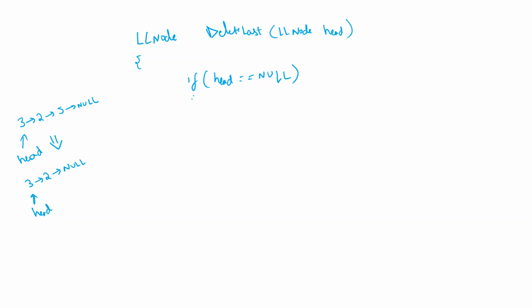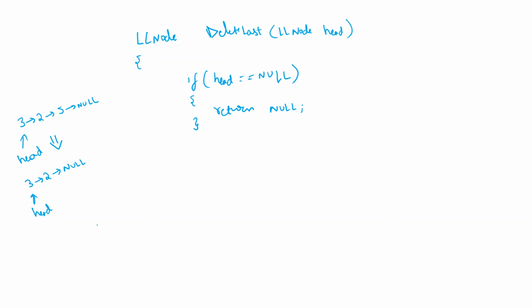If head is equal to null, that means there is no linked list. Your linked list is empty. So in case your linked list is empty, there is no last node. There is no last node. Don't do anything. Right? Now I move forward.